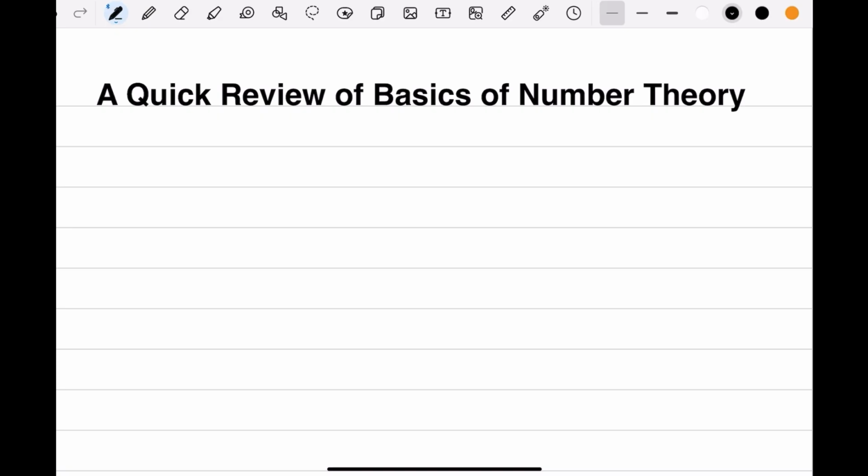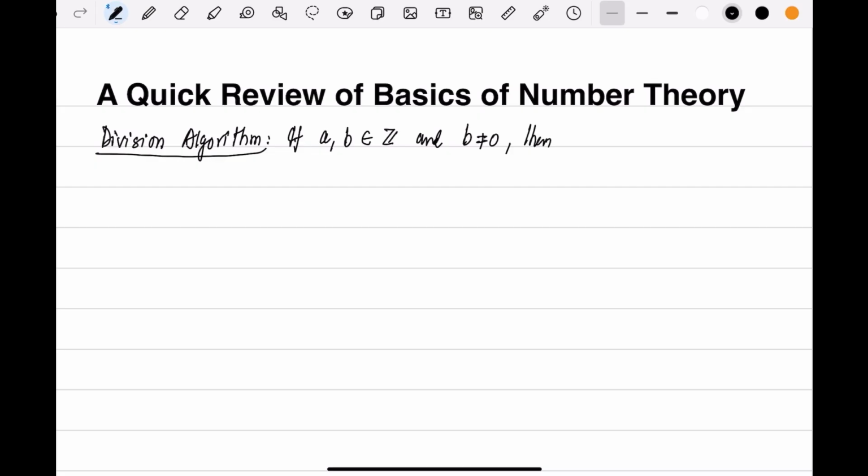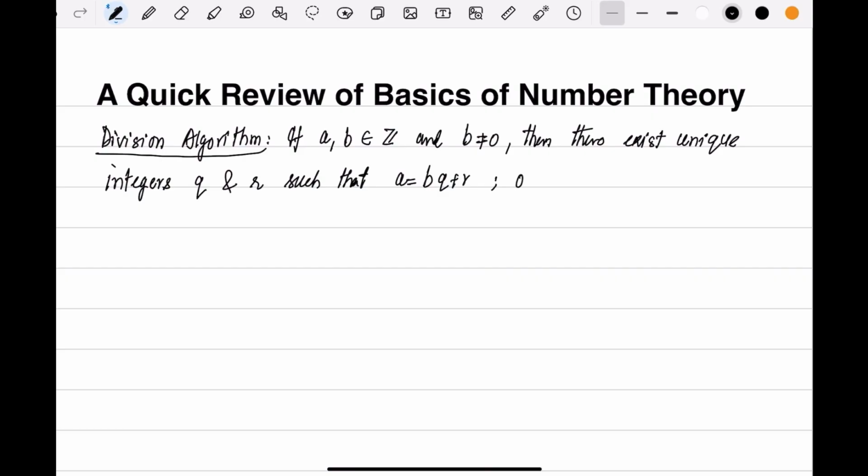We will quickly start from the division algorithm. So let's begin here with the division algorithm. So what does the division algorithm tell us? If we have two integers a and b, in the set of integers, with b not equal to 0, so we will choose this b as a divisor, then there exist unique integers q and r such that a is equal to bq plus r, where we have the condition 0 is less than or equal to r is less than modulus of b.